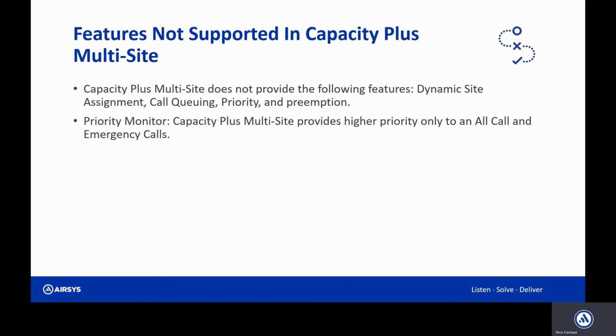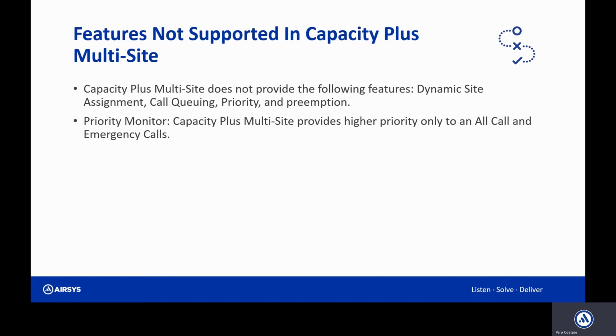And then Capacity Plus multi-site does provide higher priority on all calls and emergency calls. When it says higher priority, that doesn't mean that if the whole system is busy and you make an all call, it will actually kick someone off one of the channels and then let you make the call. It just means that all calls and emergency calls will treat the channel as impolite.